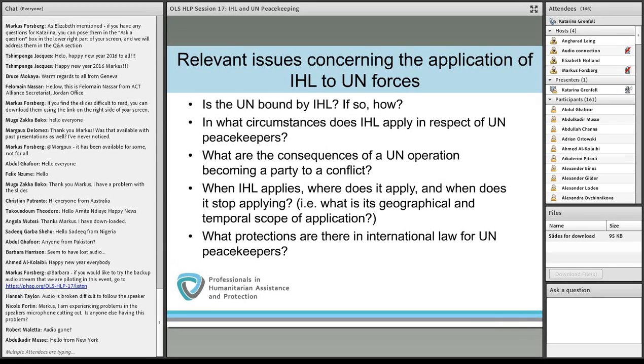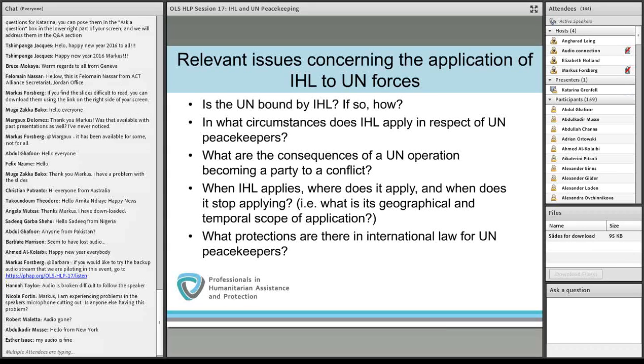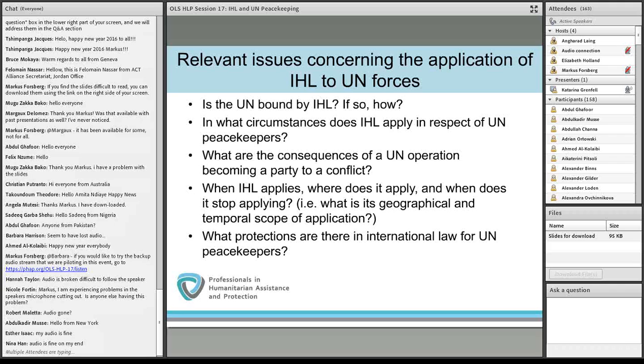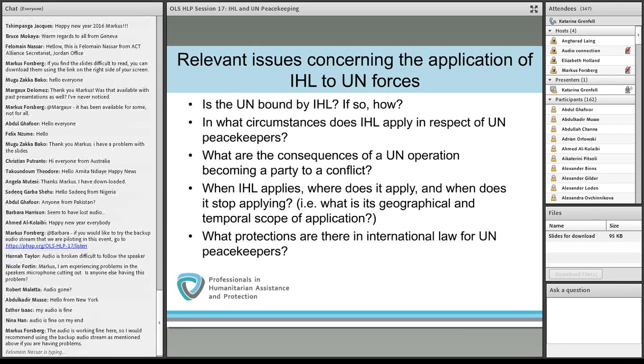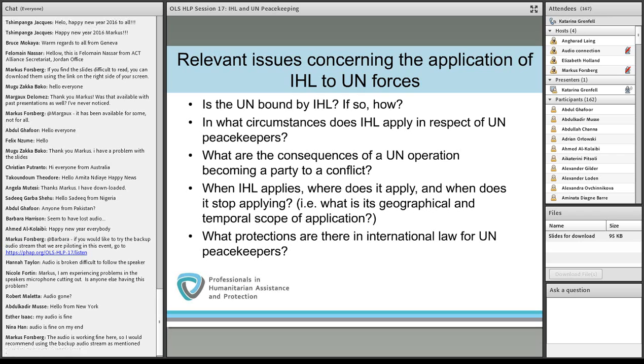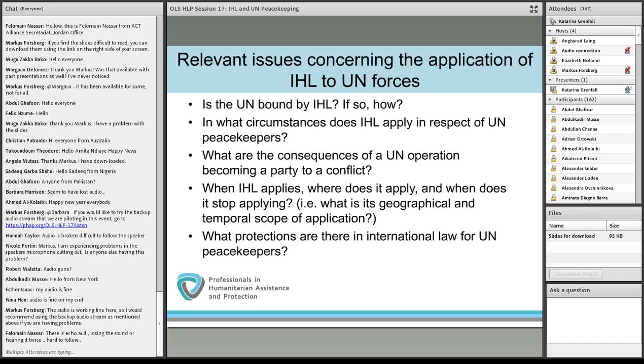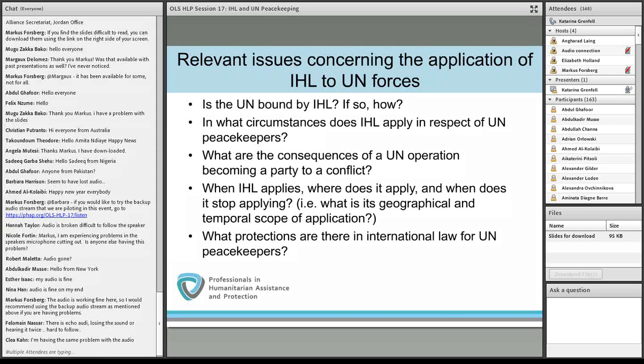So what are the consequences of a UN operation becoming a party to a conflict? Well, first and foremost, when IHL applies, members of the military contingents of the UN force, together with military objects, would be considered legitimate military targets. Civilians, which would include the civilian staff of the peacekeeping operation, together with the UN police and any unarmed military observers, would be entitled to protection as civilians unless they take a direct part in hostilities.